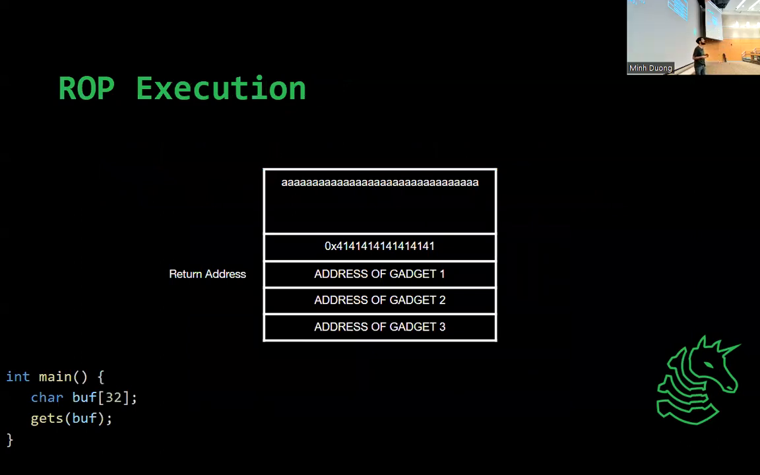So what does ROP execution look like? When we have our gadgets found and what we want to do, and we're actually making a meaningful program, we overflow our buffer, set the return address to our first gadget, and then set the next 8 bytes to the address of our second gadget, and so on. And we do this for as many gadgets as we have.